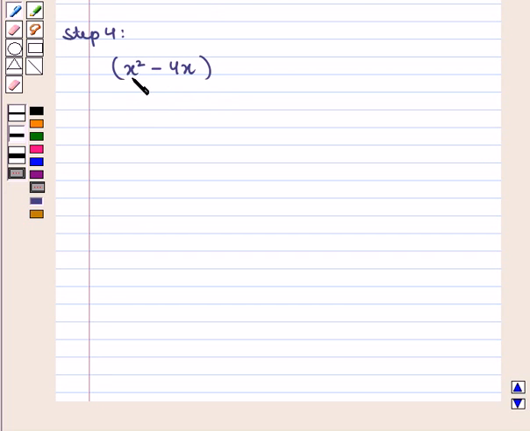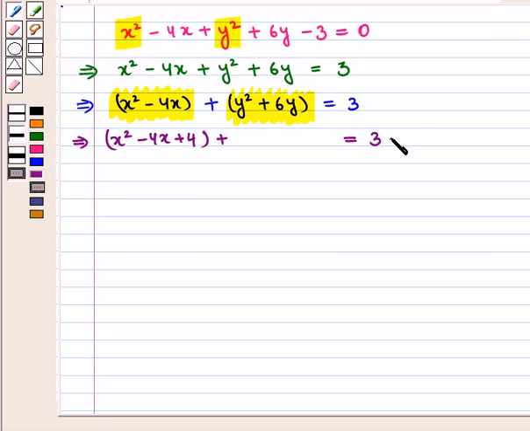Here we have x square minus 4x, so we will add the square of half the coefficient of x, that is we have half the coefficient of x, that is 1 by 2 into minus 4 the whole square, which is equal to minus 2 whole square, that is equal to 4. So we will add 4 inside the bracket and also add 4 to the right hand side of the equation.